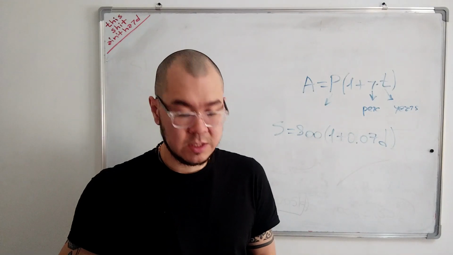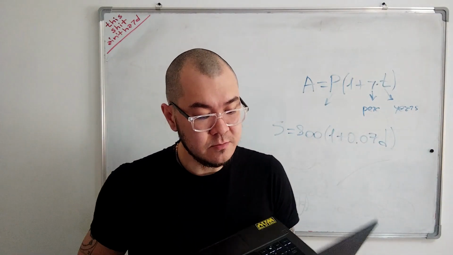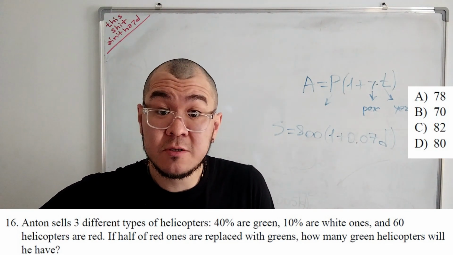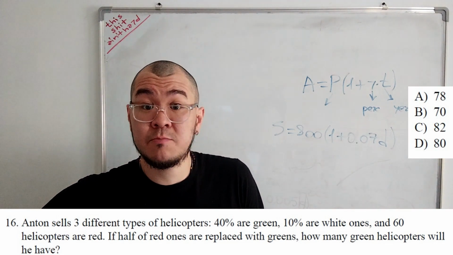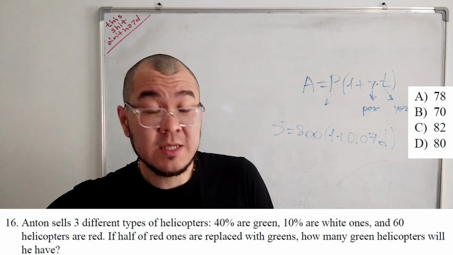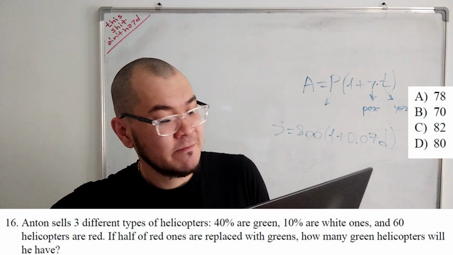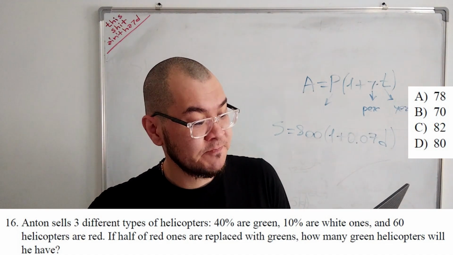Okay, next one, number 16. Anton sells 3 different types of helicopters. Anton is a businessman. He's not a businessman, he's a businessman. Okay, shout out to Jay-Z.